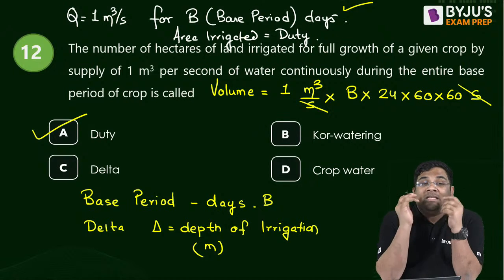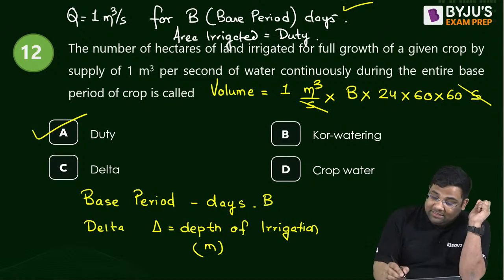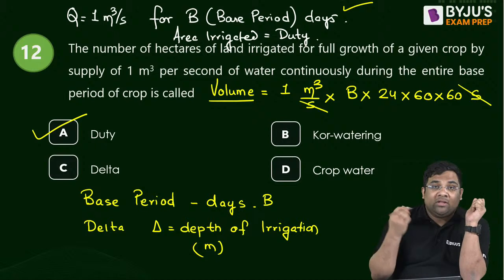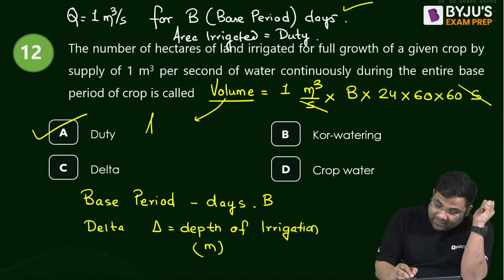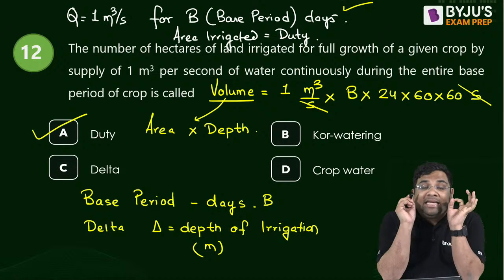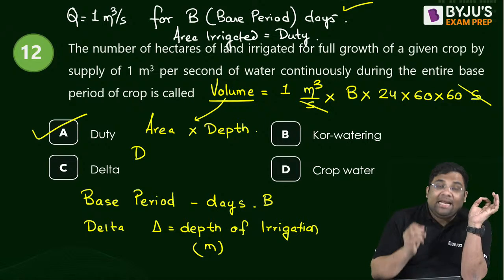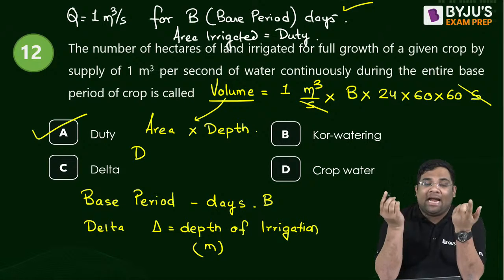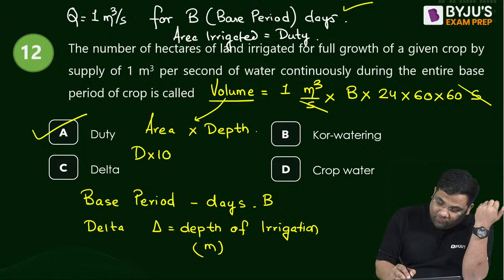Now, how much area will be irrigated? That will depend upon the depth of irrigation, because this volume will go to the field and become the area of irrigation into depth of irrigation, right? And this area is known as duty. So duty in hectare. Duty in hectare, so this will be 10 to the power 4.